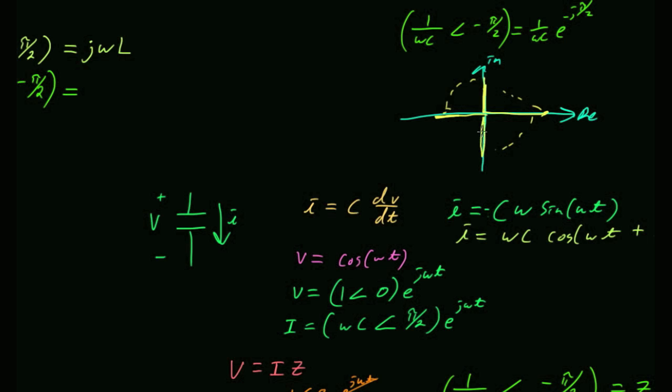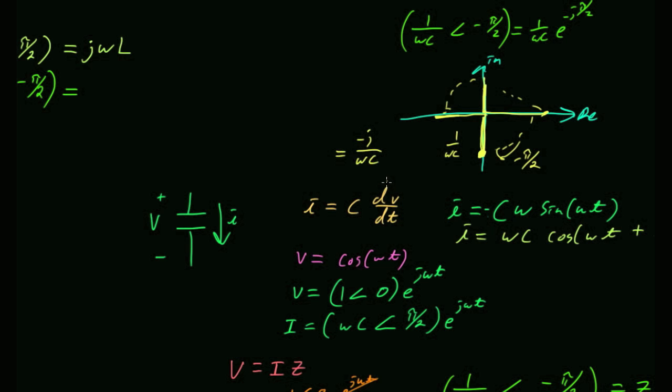So really when I say this number, what I mean is a number that has a magnitude of 1 over omega c and a phase angle of minus pi over 2. What is that number? Minus j over omega c. I'm just giving you a shortcut.